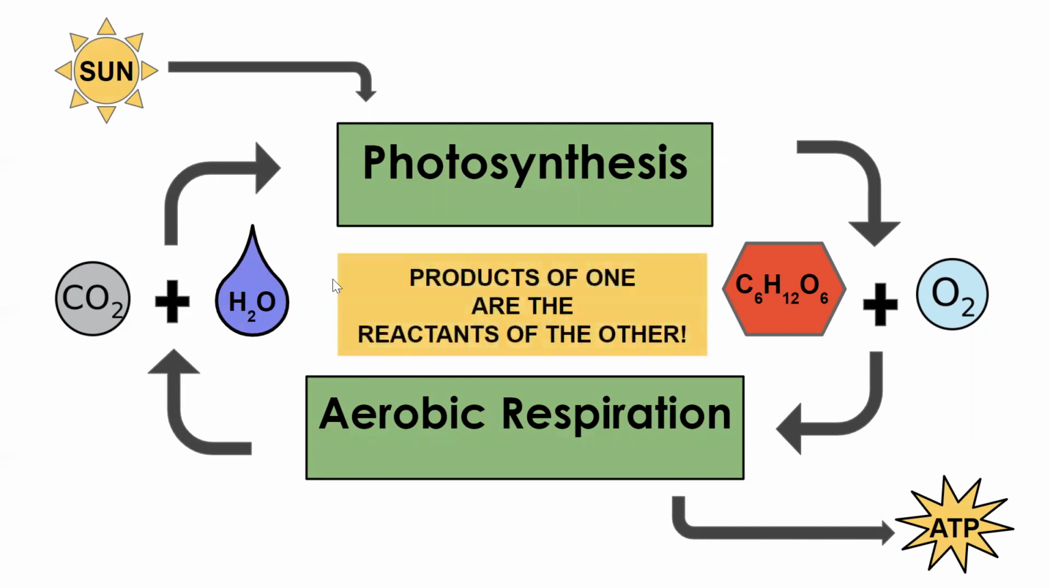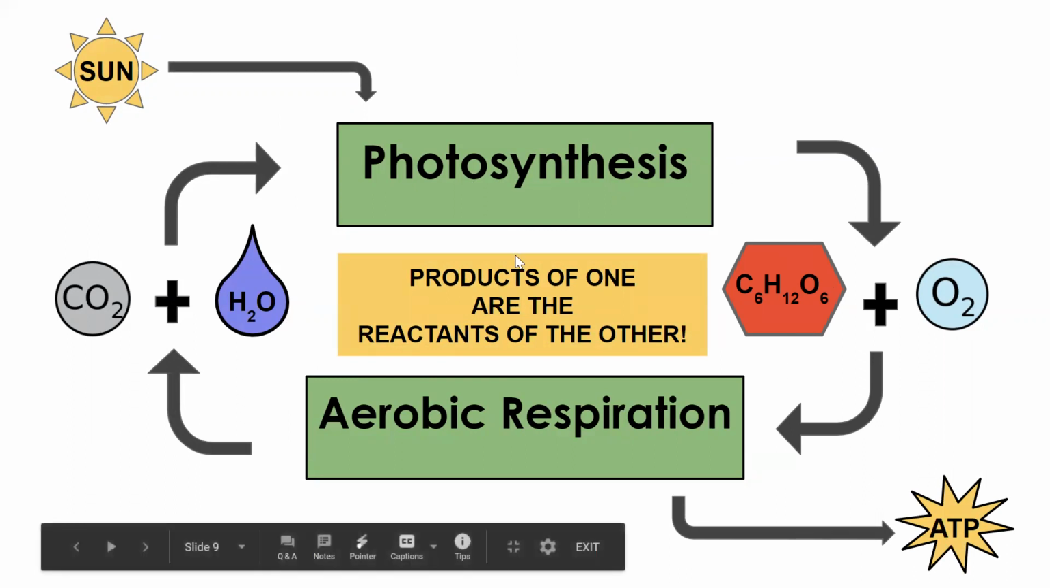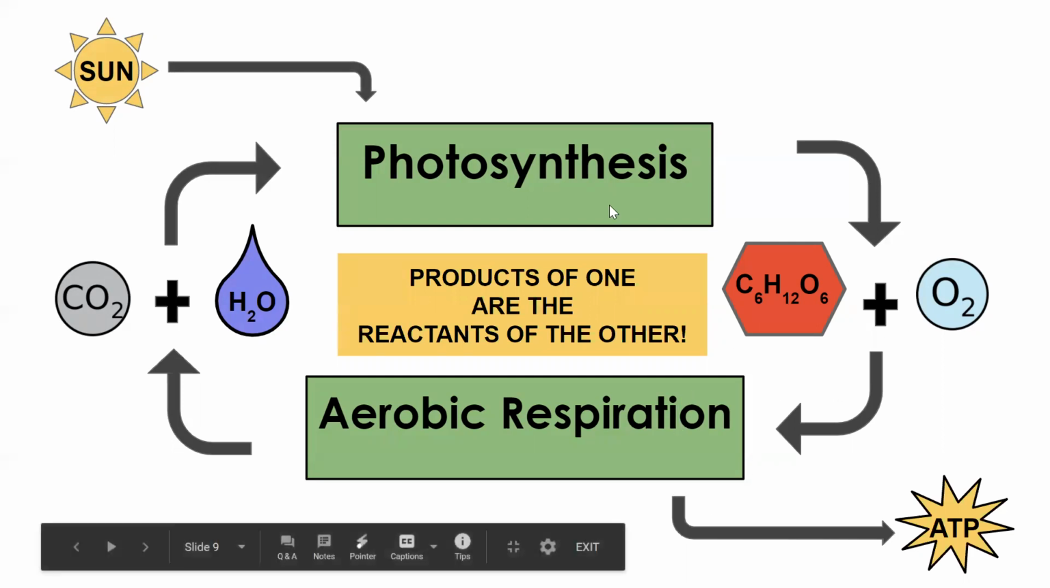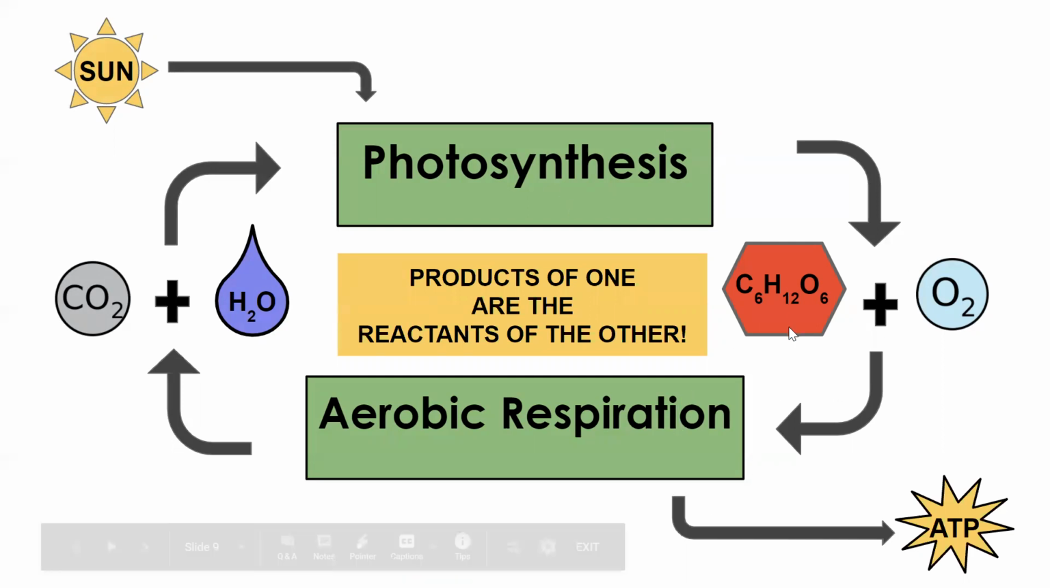That's right. The products of one are the reactants of the other. The products of photosynthesis are the reactants of aerobic respiration. Plants make glucose and oxygen, but they also use glucose and oxygen to make energy. So they make glucose and oxygen, and then they need glucose and oxygen to make energy.